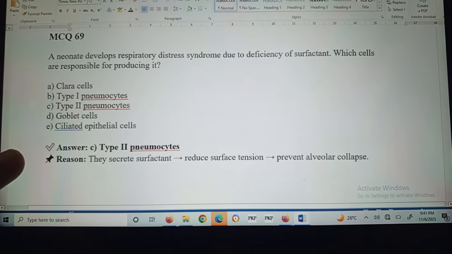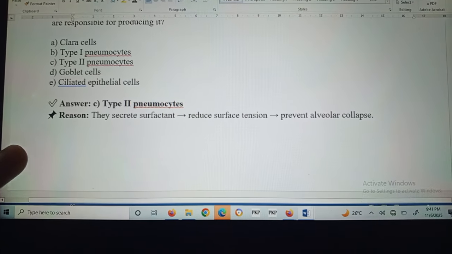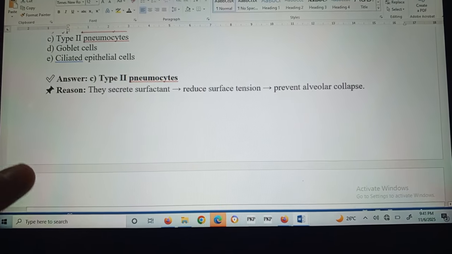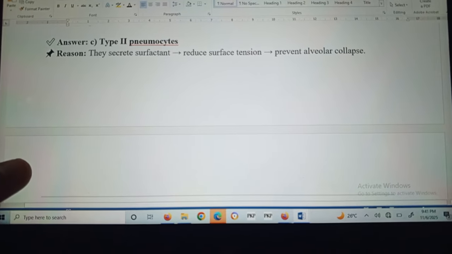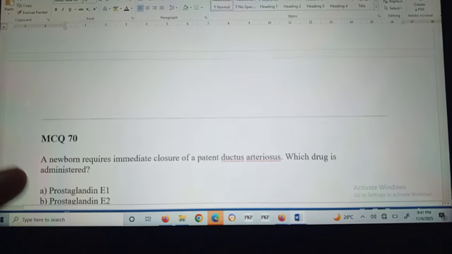A neonate develops respiratory distress syndrome due to deficiency of surfactant. Which cells are responsible for producing it? Type 2 pneumocytes, but this BCQ belongs to the respiratory part. They secrete surfactant, reduce the surface tension, and prevent alveolar collapse.